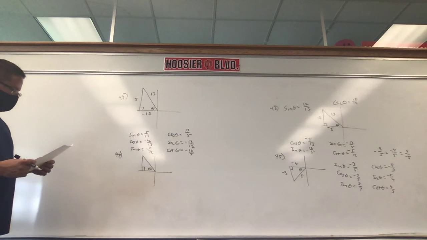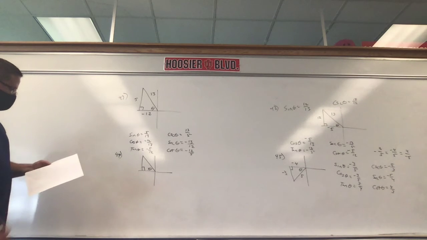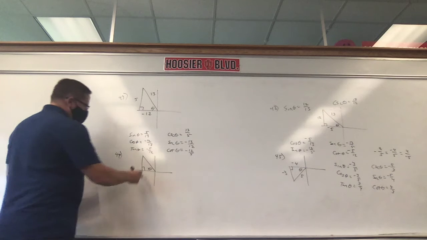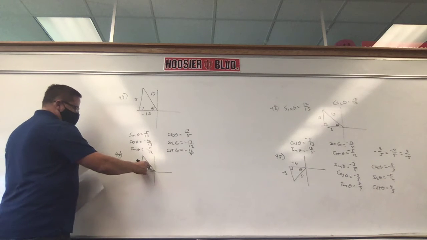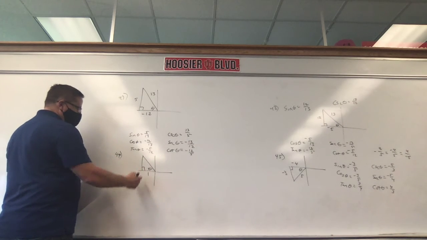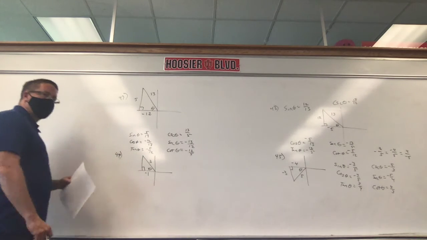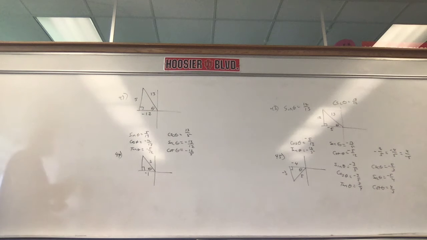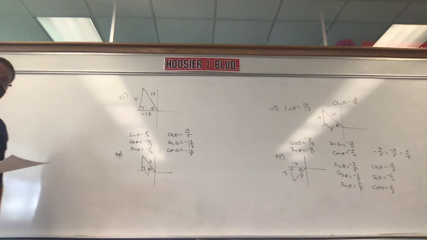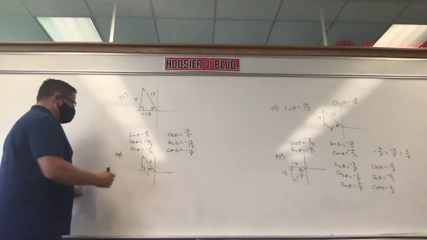Cosine is negative 1/3, and the negative is right in the middle there. Cosine is adjacent over hypotenuse, so I'm going to put the 1 right here and the hypotenuse is 3 right there. The negative has to go on the 1 for 2 reasons: it's to the left, and it can't go on the 3 because the hypotenuse is always positive. There's no special triangle here, so we have to use the Pythagorean theorem.